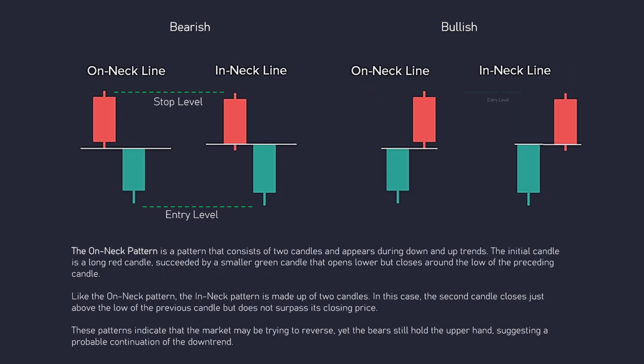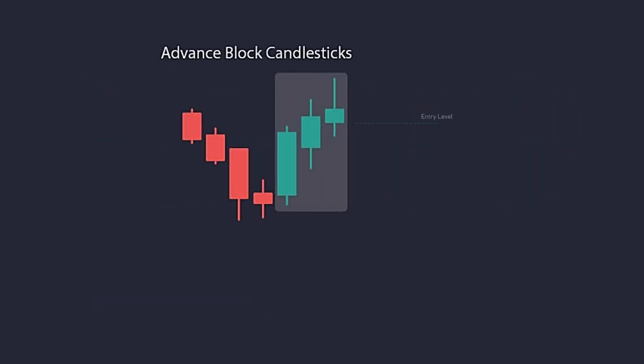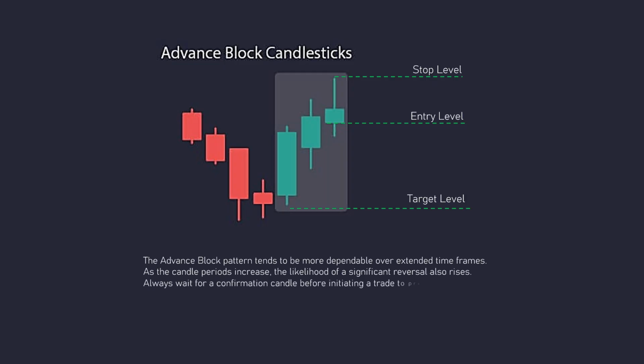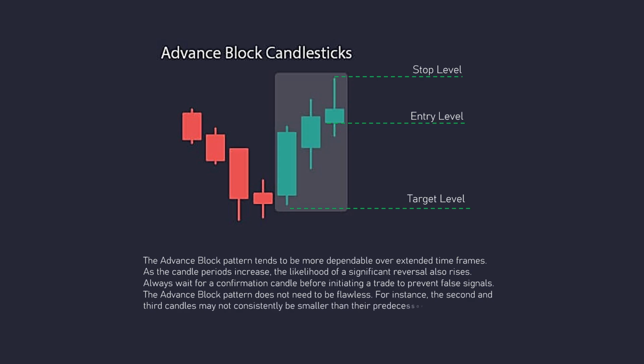The advanced block pattern tends to be more dependable over extended time frames. As the candle periods increase, the likelihood of a significant reversal also rises. Always wait for a confirmation candle before initiating a trade to prevent false signals. The pattern does not need to be flawless, for instance. The second and third candles may not consistently be smaller than their predecessors, but the crucial aspect is that they face difficulty in driving the price upward.